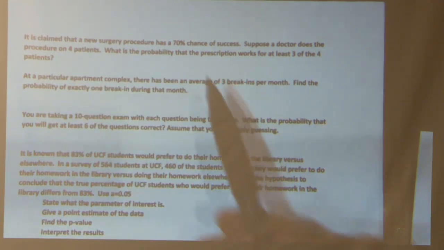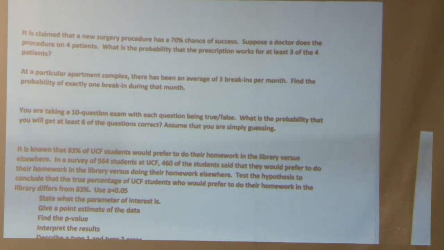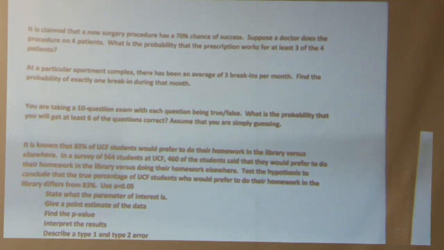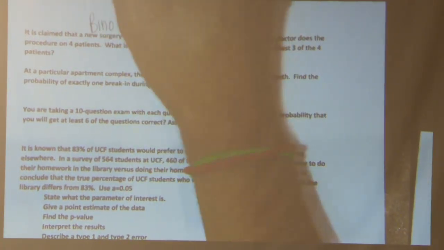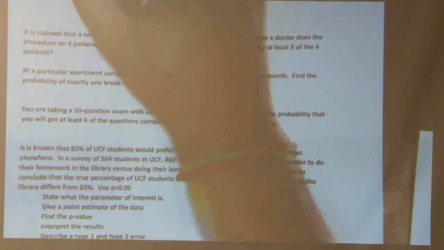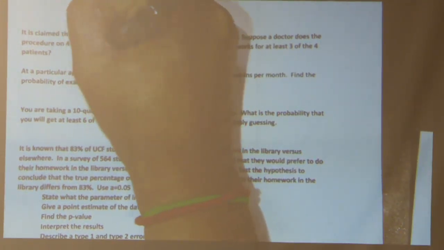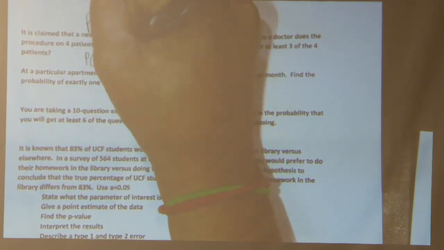They give us a chance of success, and our probability of x is equal to the number of successes in the trials. So we know that this is going to be a binomial problem. So we need to find the probability that the procedure works for at least 3 of the 4 patients. So we want the probability that x is greater than or equal to 3.